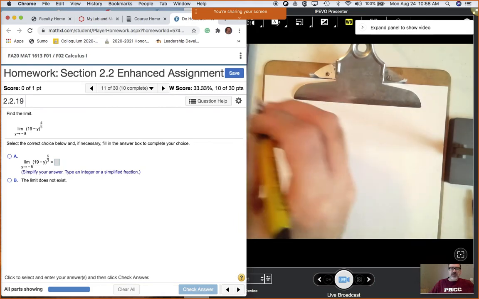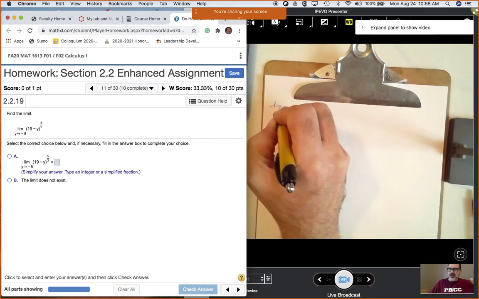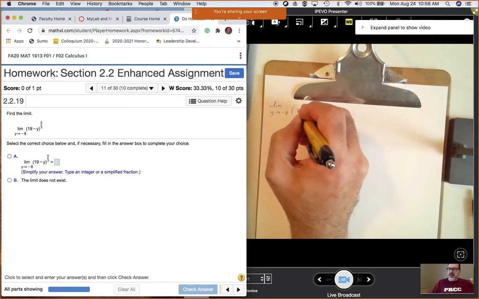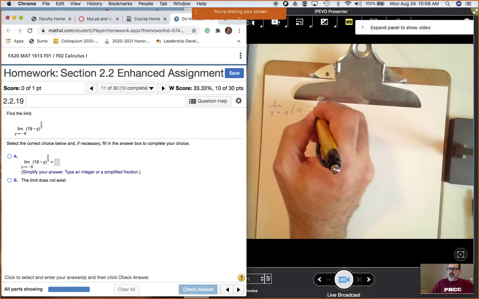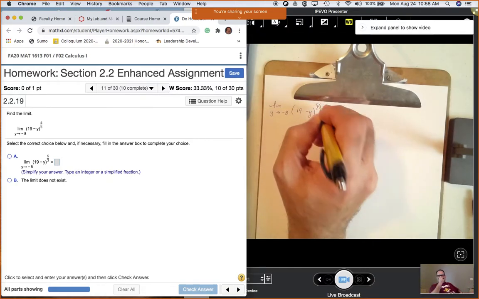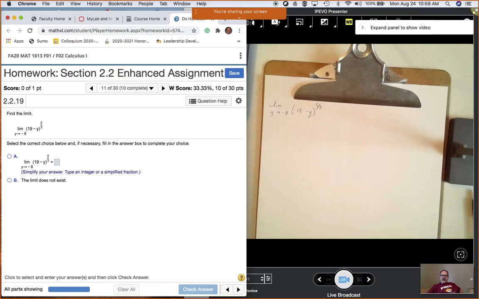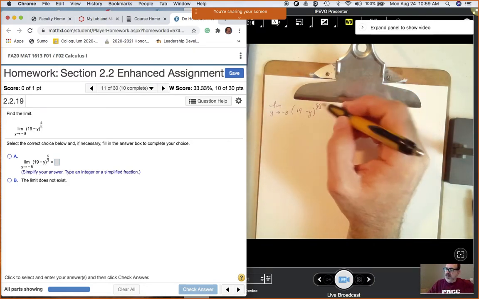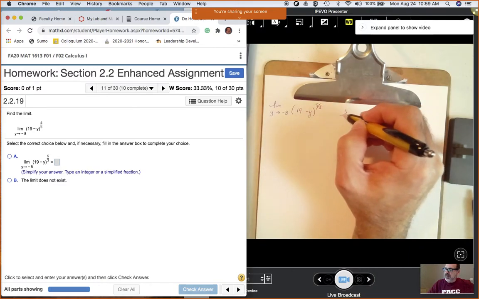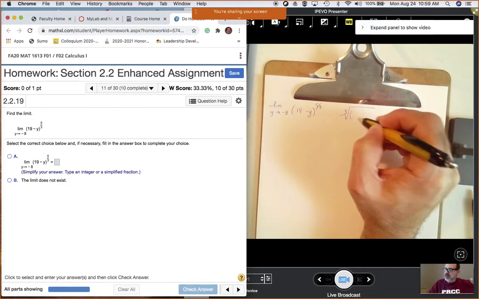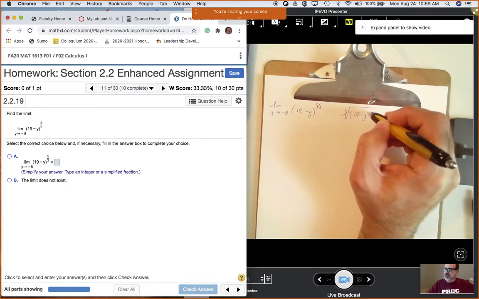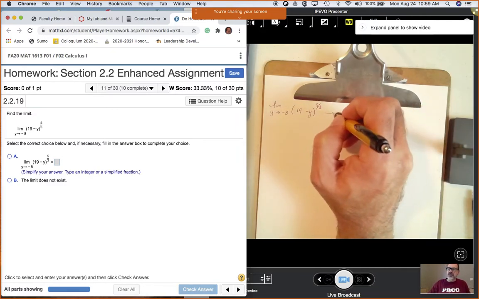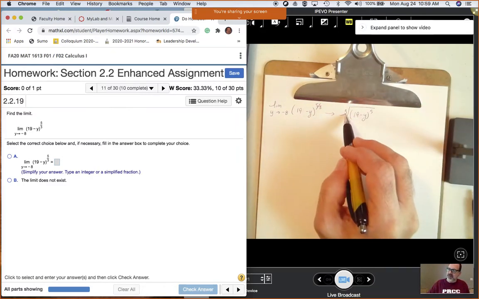So the next one's asking me for the limit as y approaches negative 8. And we have 19 minus y to the power of 5/3. Now this is a radical function, because the 5/3 power is really saying the third root of 19 minus y raised to the 5th power. Right? Since it's got a root, we call that a radical function.